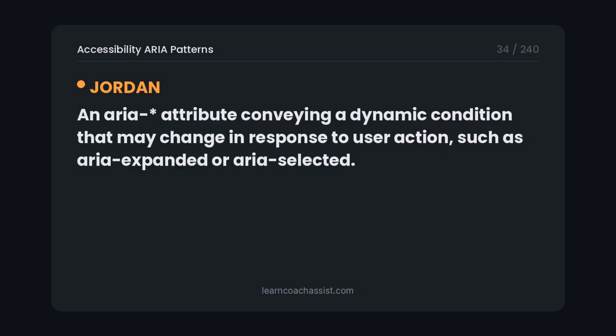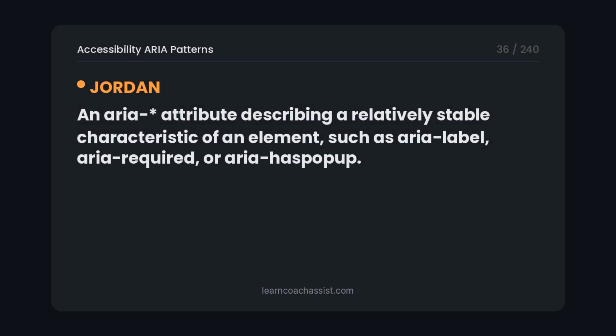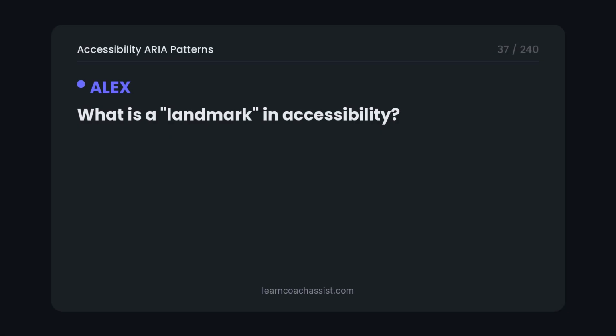An ARIA attribute conveying a dynamic condition that may change in response to user action, such as aria-expanded or aria-selected. What is an ARIA property? An ARIA attribute describing a relatively stable characteristic of an element, such as aria-label, aria-required, or aria-haspopup. What is a landmark in accessibility?